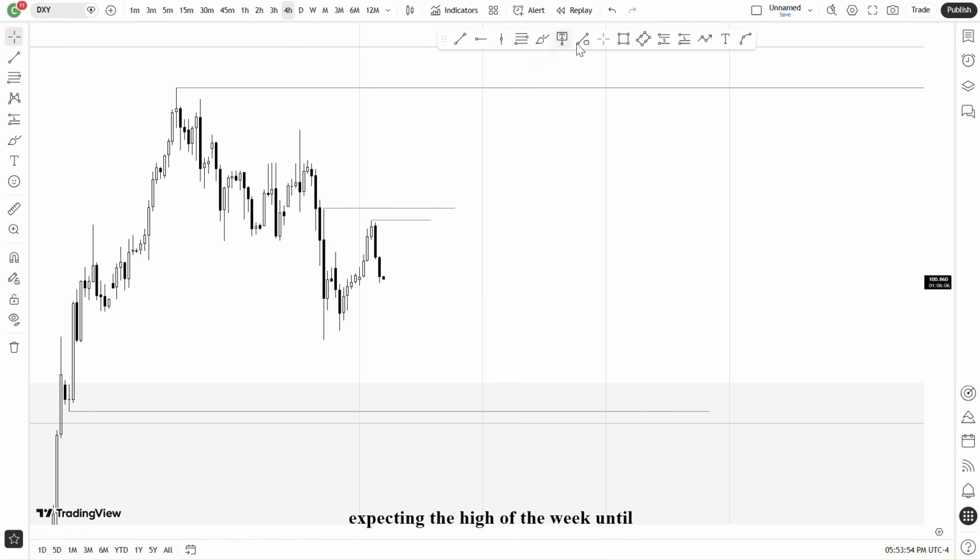I'm expecting the high of the week until Thursday open. So we still form the range above the weekly open. I'm still expecting bullishness on Monday or Tuesday. We can expand.